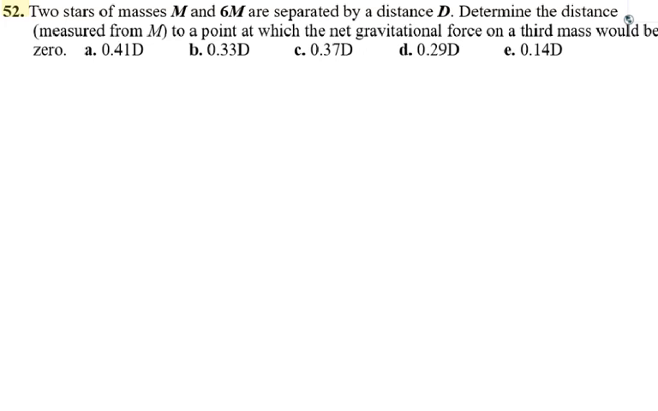Two stars of mass m and 6m are separated by the distance d. Determine the distance measured from m to a point at which the net gravitational force on a third mass would be 0. Let's say we have the mass m over here and the mass 6m over here. I'm going to call the distance between them d. And I'm going to call this point where another mass, little m maybe, is, and the force acting on it is equal to 0.